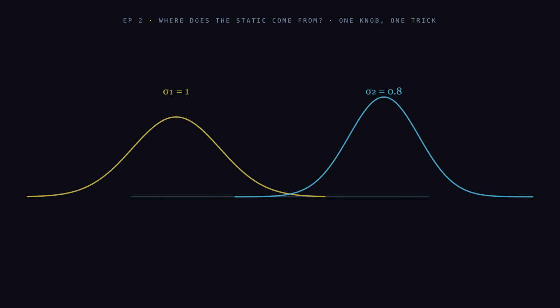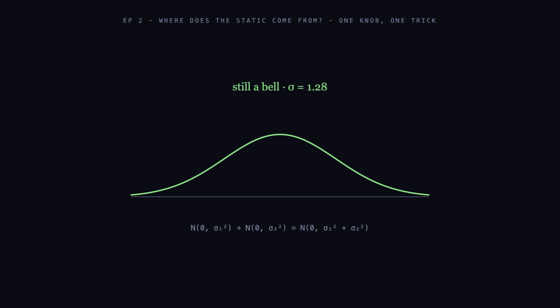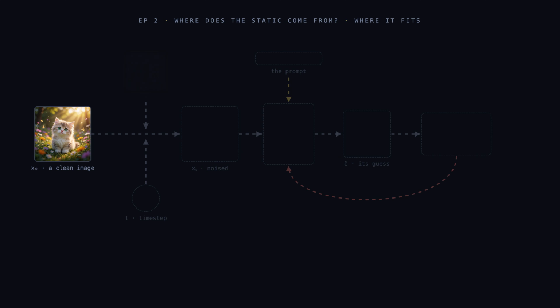There's one useful property here. When independent Gaussian noise values are added together, the result is still Gaussian noise. Only its total strength changes. We will use that property in the next episode. Our diagram now has X0, the clean image, and epsilon, the random noise. Next, we'll combine them to create a noisy image.